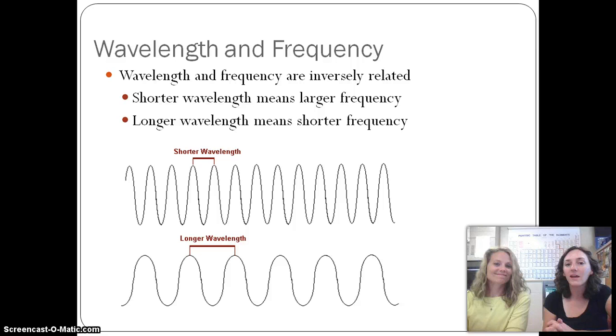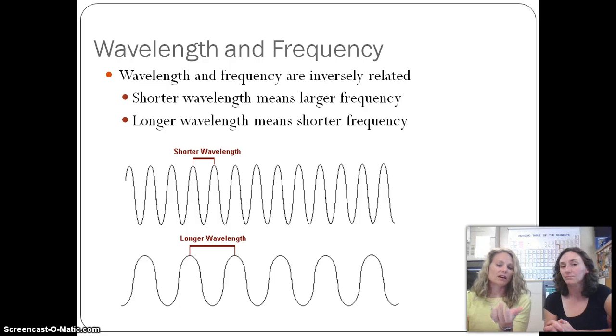Wavelength and frequency, they are related, but they are inversely related or inversely proportional. So as your wavelength decreases, your frequency gets bigger. So if you look at the top picture, the shorter wavelength, you've got really skinny waves going through. If you were to focus on one point and watch those waves go through, frequency would be a lot higher. Underneath is a longer wavelength. You can see that the distance between the crests is a lot larger, so you have a long wavelength and you have a shorter frequency. So it's going to be a lot slower coming through.